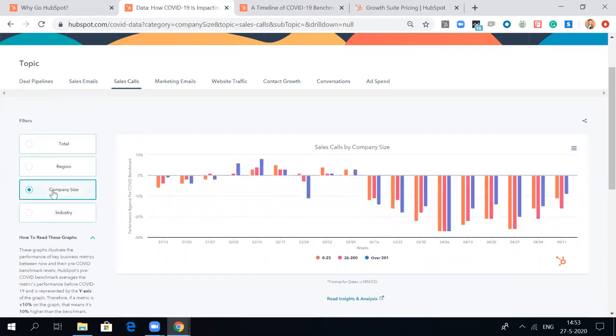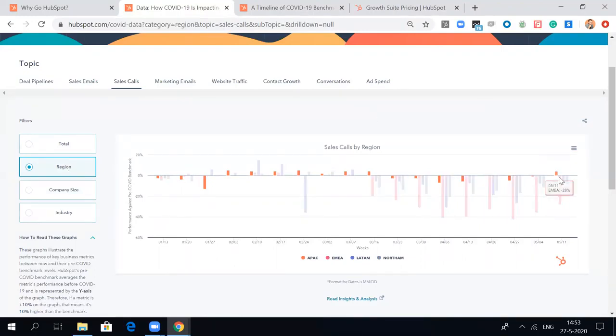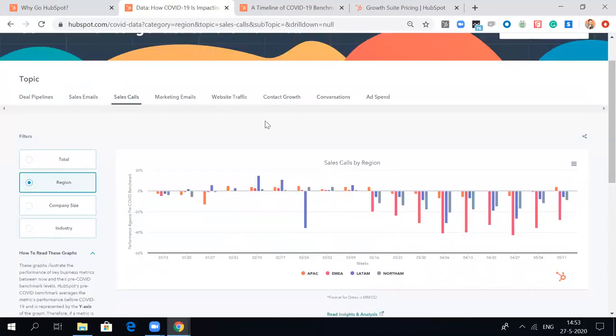Again, we looked at different sizes. We haven't seen too much difference in terms of company sizes within our data. And the same applies to calls. If we look per region, APAC is really taking on. They are 4% higher than last year, and they're having quality conversations. So that's kind of the sales side of it.